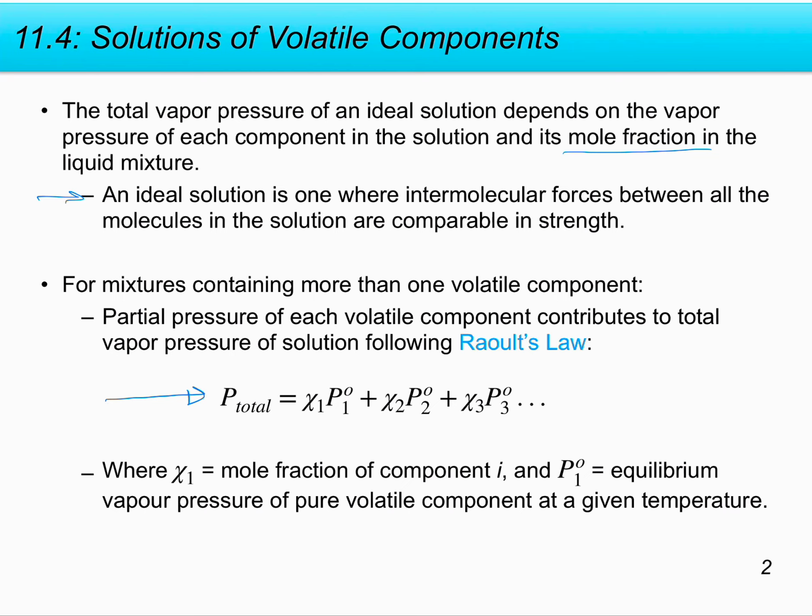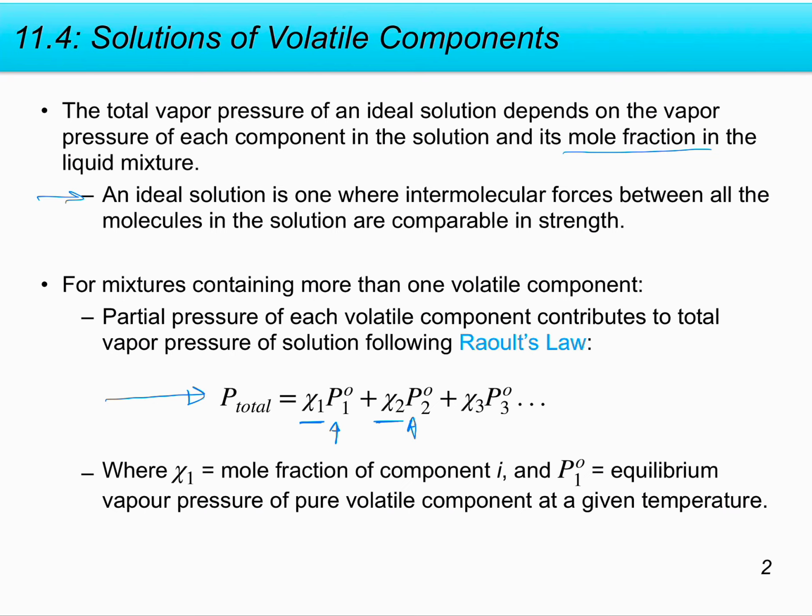So for a mixture containing more than one volatile component, for example, again, water and ethanol, the total vapor pressure is going to be a combination of the mole fraction of component 1 multiplied by the vapor pressure of the pure component 1, and we're going to add to that the mole fraction of component 2 times the vapor pressure of pure component 2, and so on and so forth. This is called Raoult's law.